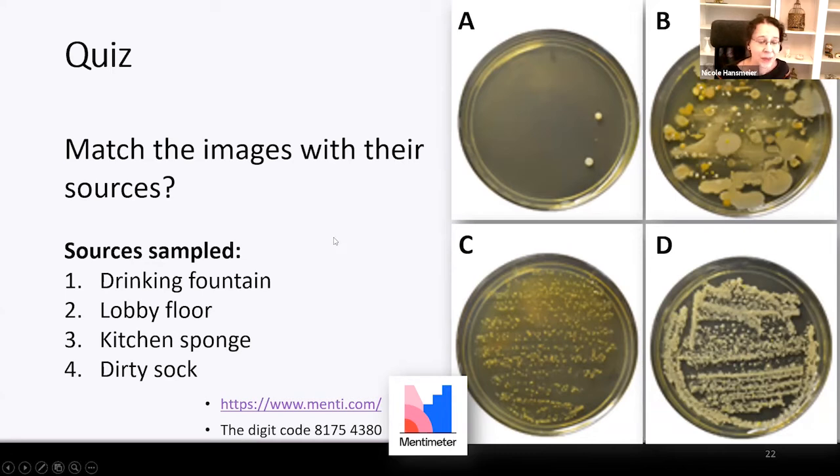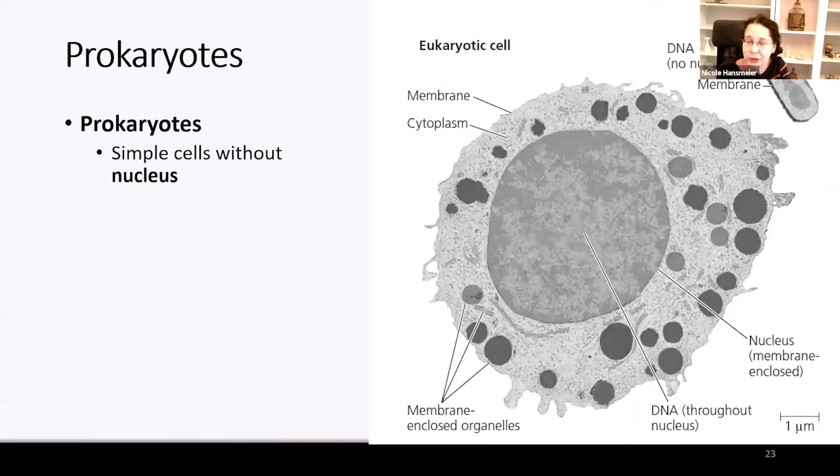Okay, so now we're coming back to a little bit more information. About prokaryotes: here you see the prokaryotic cell, how prokaryotes look, compared to a eukaryotic cell. This is how our cells look, or at least some of our cells.